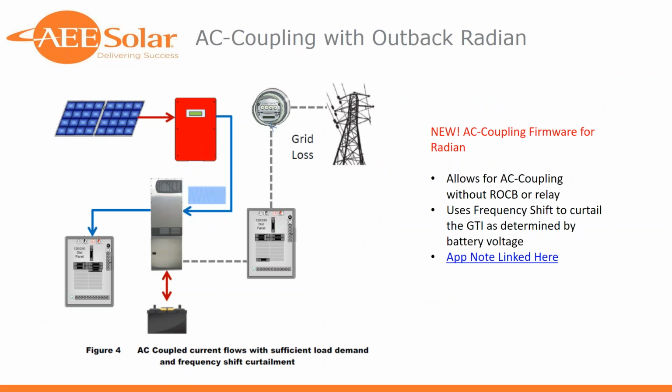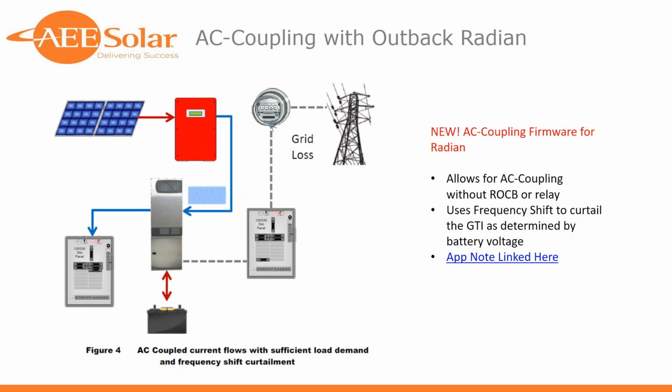Let's talk about AC coupling with Outback Radiant. One of the new things I wanted to make sure I covered here is that there's some new firmware out from our folks at Outback Power. You wouldn't normally think that new firmware is something to be excited about, but this has been something that a lot of folks have been eagerly awaiting for a long time. This is firmware that's going to allow your Radiant to play nicely with your grid tie inverter.